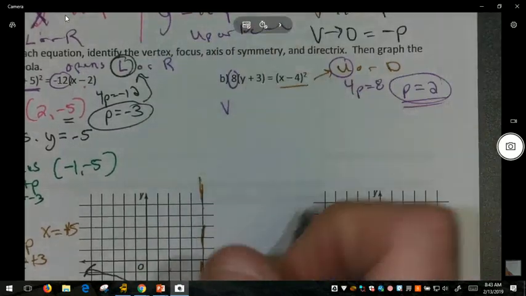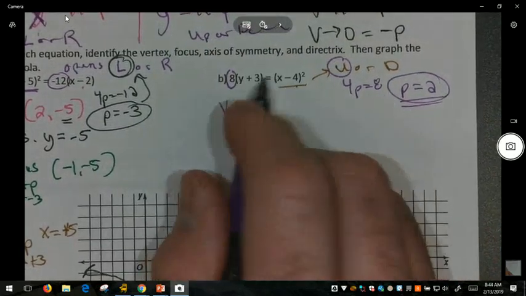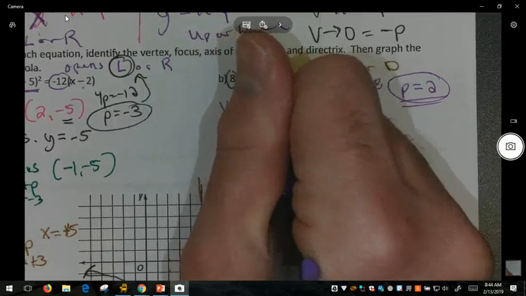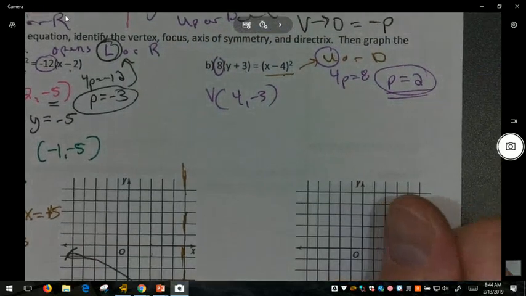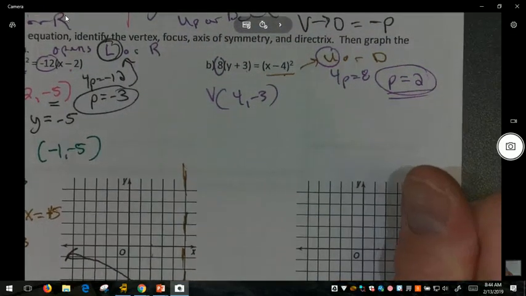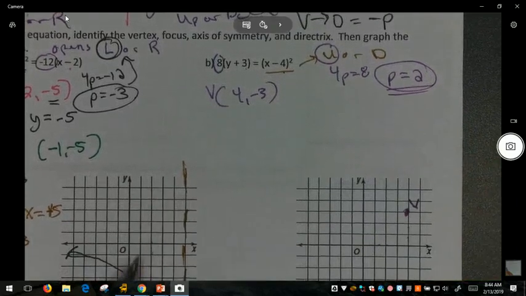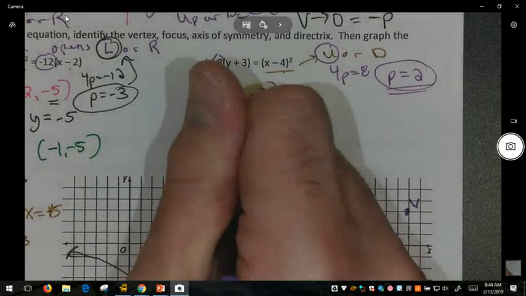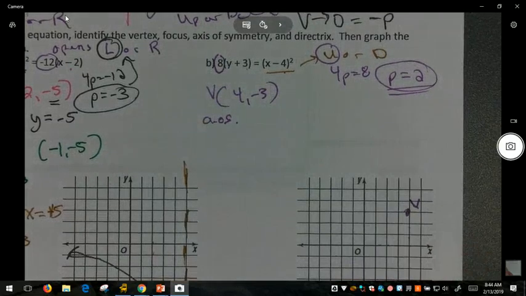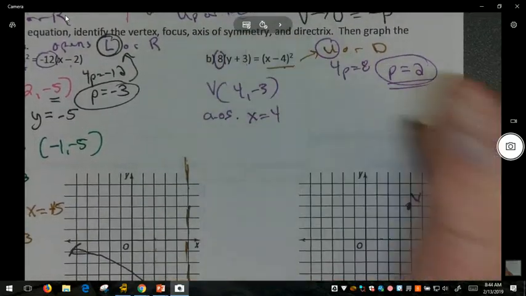My vertex for this, again, we do the x and then the y, 4 comma negative 3. So I'm going to graph that. 1, 2, 3, 4, 1, 2, 3. There's my vertex. My axis of symmetry will be the vertical line that goes through that. That'll be x equals 4.